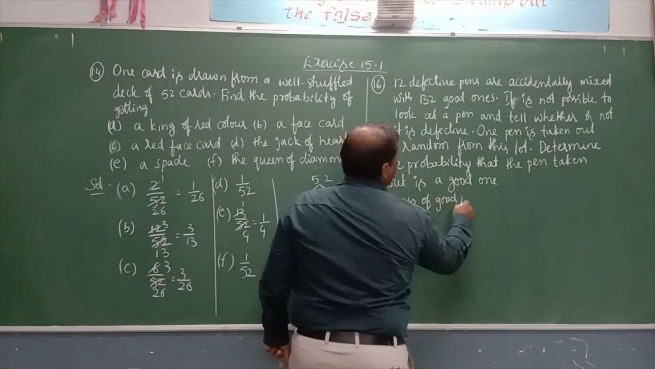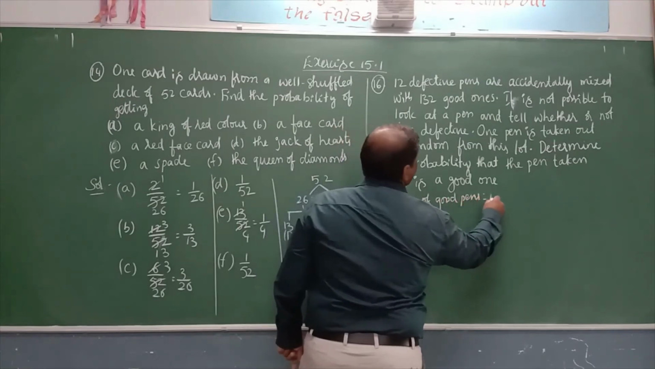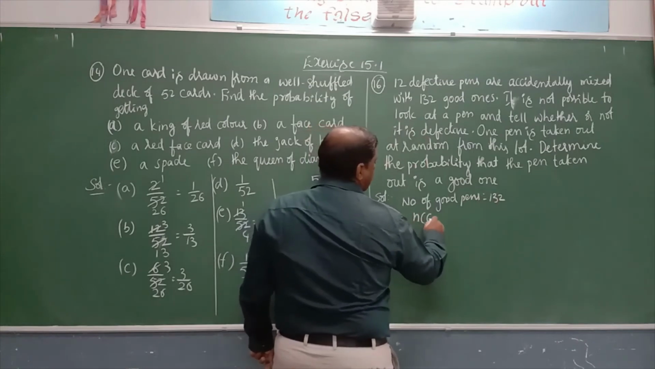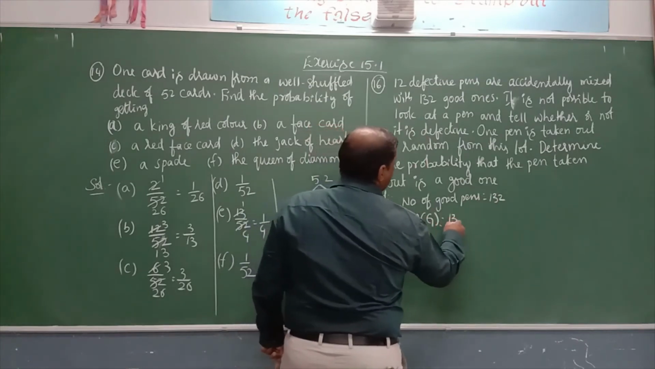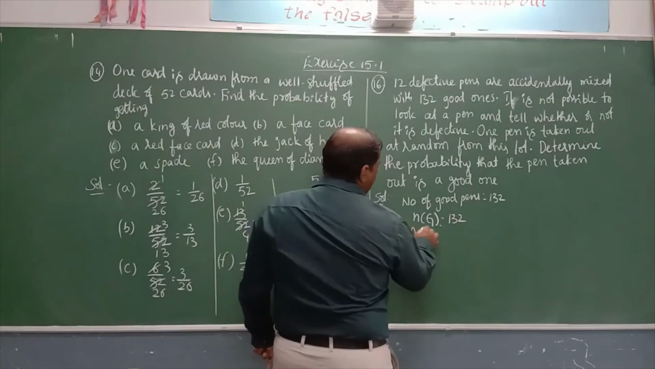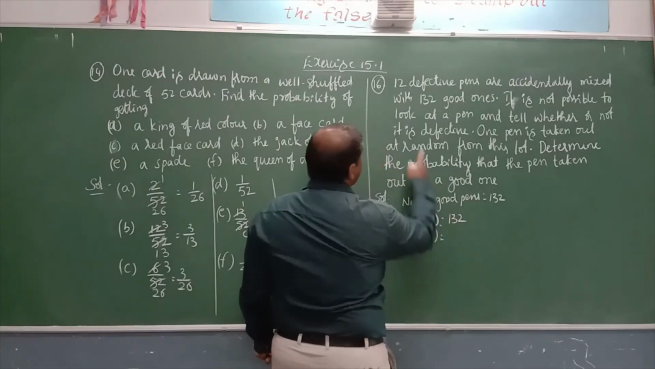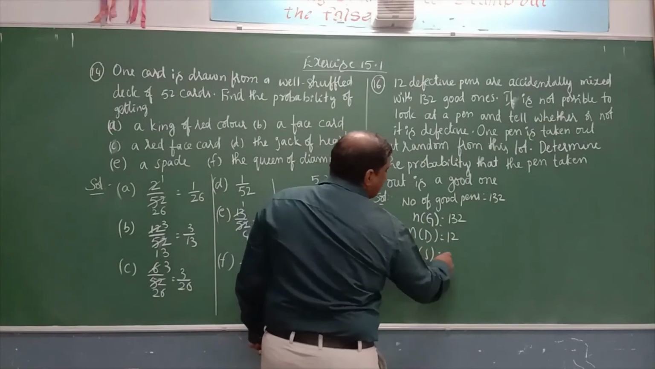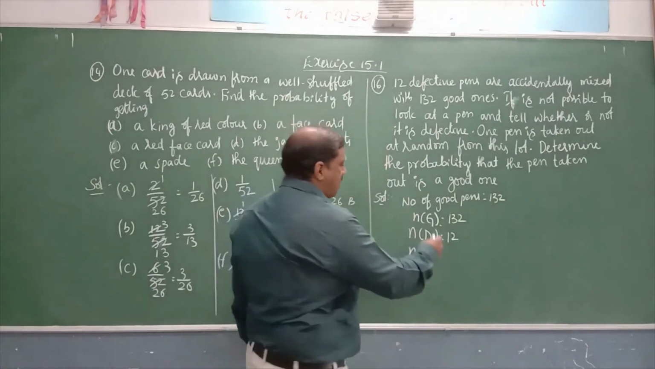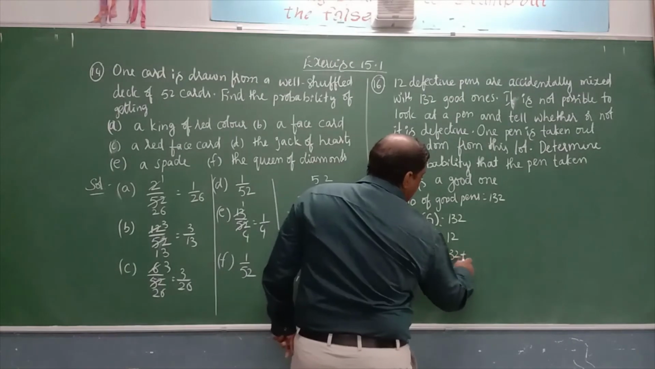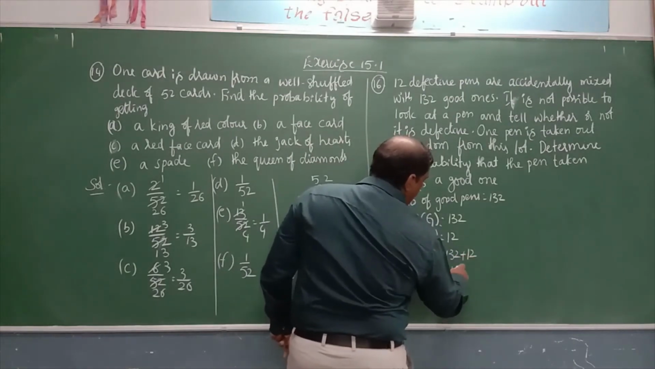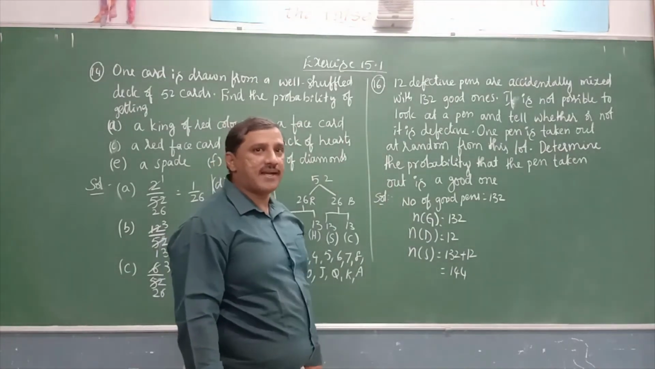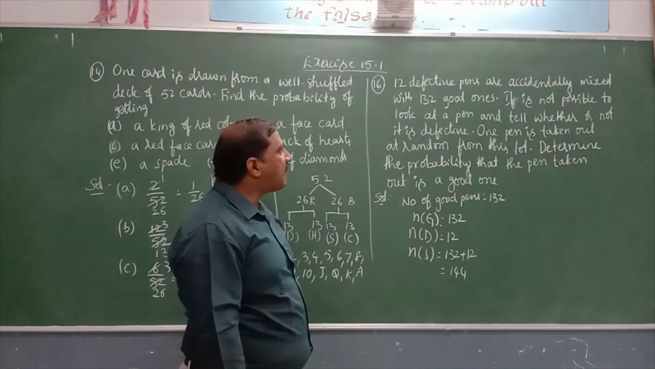So the number of good pens is 132. That is n of G. Here G stands for good pens, 132. n of D, where D stands for defective pens: there are 12 defective pens. n of S, the total sample space of all possible outcomes, is 132 plus 12, which equals 144. There are 144 pens; a few are defective and the remaining are good pens.